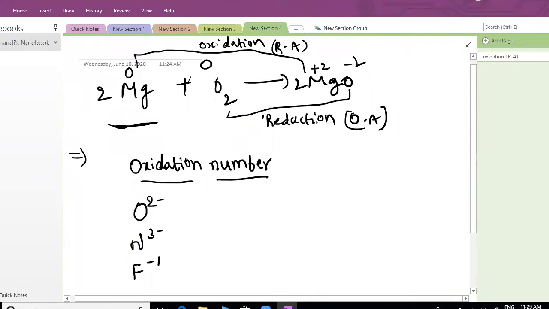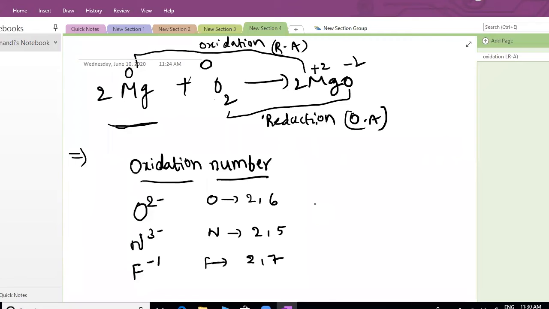According to your 10th standard knowledge, you already have some knowledge. For oxygen, the electrons you are writing are 2, 6. Is it correct? Anything wrong here? And nitrogen you are writing 2, 5. Is it correct? For fluorine, I think 2, 7. Is it correct, everything? According to your 10th standard, you will answer all these things. Hey, you are not responding. Yes, correct. To get the octet rule. Very good. Octet means 8 electrons. We should get 8 electrons here.